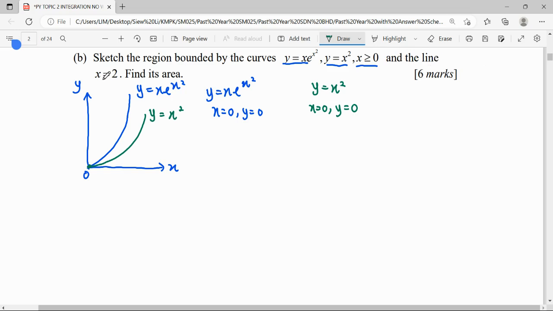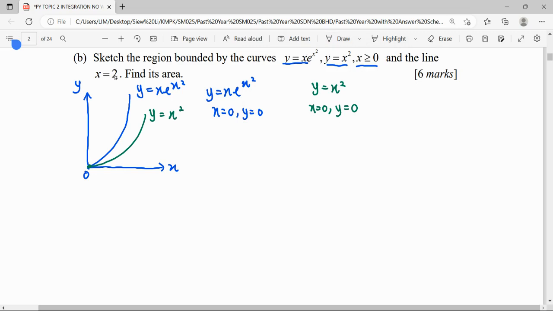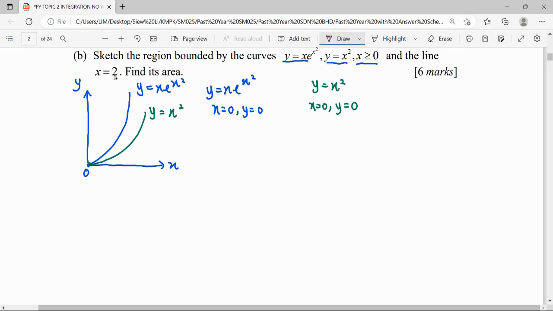And the line x equals 2 is a vertical line, a straight line that intersects the x-axis at x equals 2. So you can see the region bounded by this curve, the quadratic, and the line. The region that we refer to here will be this. So in order to find the area, we can see this is the area.